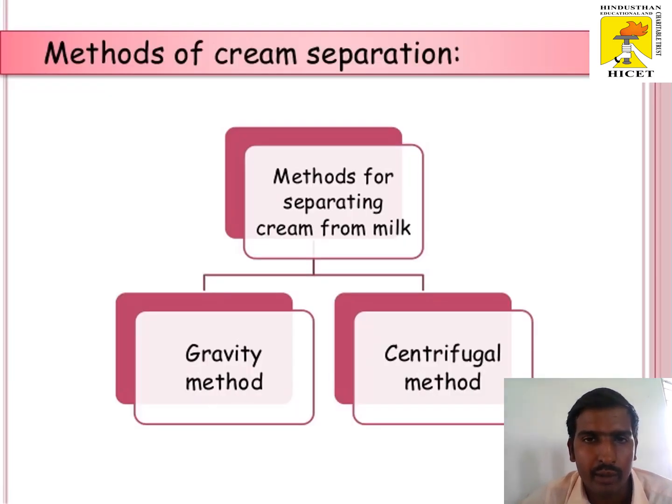So, methods of cream separation. There are two types of methods for separating cream from milk. One is the gravity method and the other is the centrifugal method. In the gravity method, the separation takes place based on the gravitational force, and in the centrifugal method, based on the centrifugal force, the rotations per minute, and the density differences, the separation of the fat and the milk or water takes place.